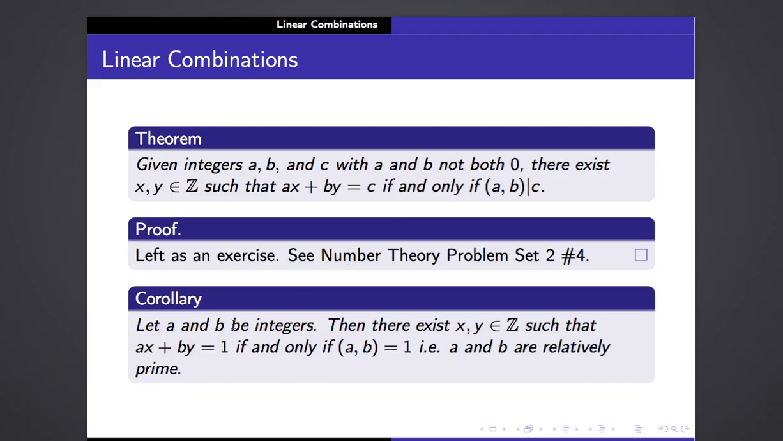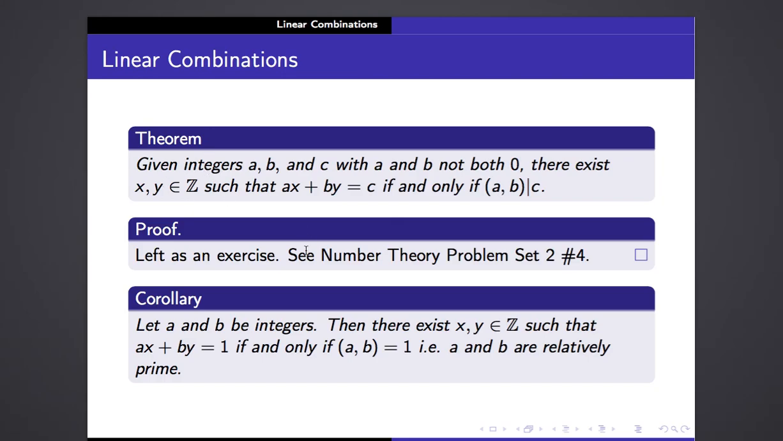Corollary: let a and b be integers. Then there exist two integers x and y such that ax plus by equals 1 if and only if the greatest common divisor of a and b is equal to 1. In other words, a and b are relatively prime. And actually, there is nothing to prove for this corollary. It immediately follows from the preceding theorem.